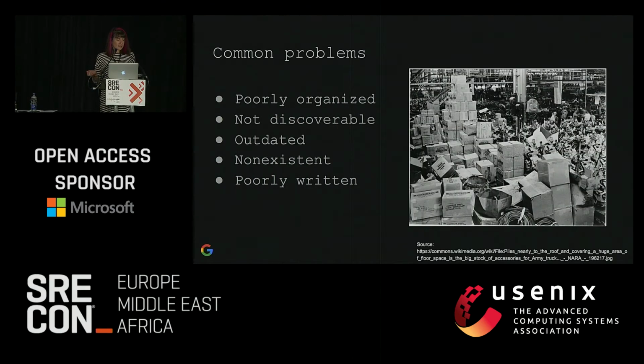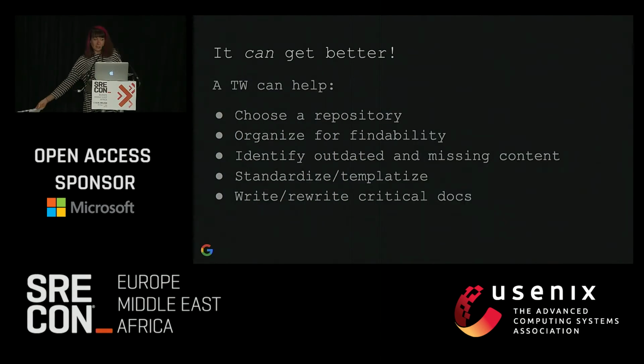So chances are your team already has some internal documentation, but it might be a hot mess, or it could probably at least use some improvements. So it might be hard to find the docs you need when you get paged in the middle of the night, or it might be hard to tell which docs are outdated versus current. Some information may just be flat out missing, or individual docs might be poorly written. But don't worry, your documentation can get better, especially if you engage with a tech writer.